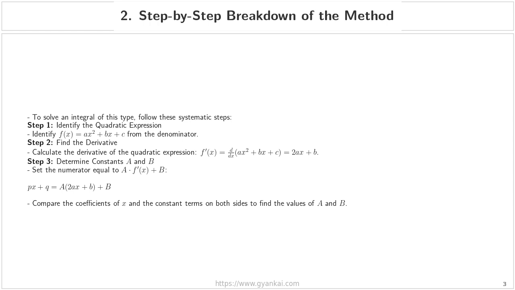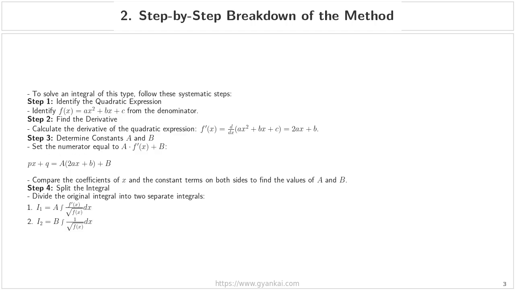To find a and b, we compare the coefficients of x and the constant terms on both sides of the equation. Think of it like this. The coefficient of x on the left side is p, and on the right side it's 2a. So p must equal 2a, allowing you to solve for a. Then the constant term on the left is q, and on the right it's b. So q equals b.